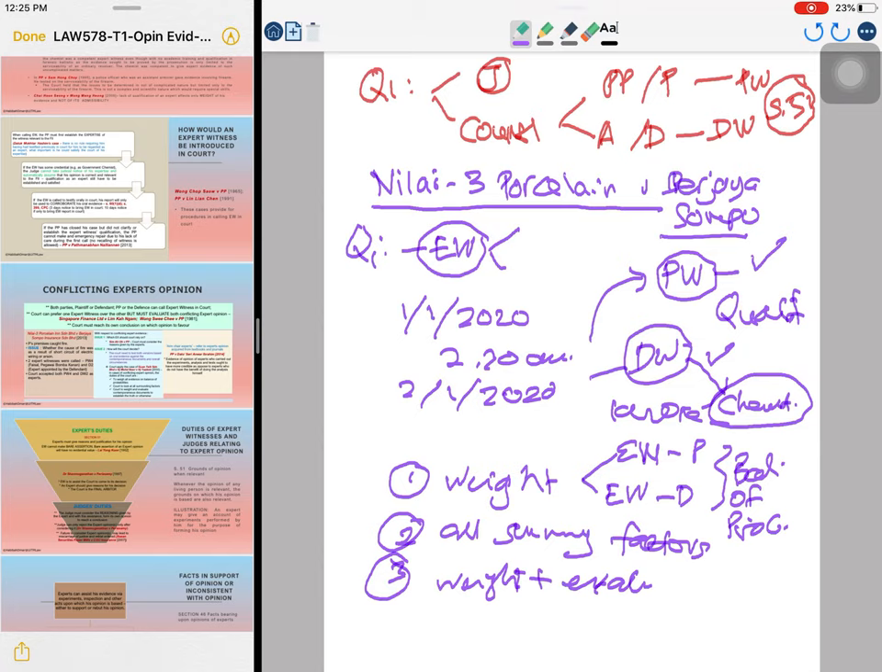So meaning to say that when evaluating evidence of the expert from the plaintiff or the expert from the defendant, the court needs to look at the whole situation to determine which one of these two could have been giving an opinion closest to the truth with respect to the cause of fire, when you relate back to the case of Nilai Porcelain.